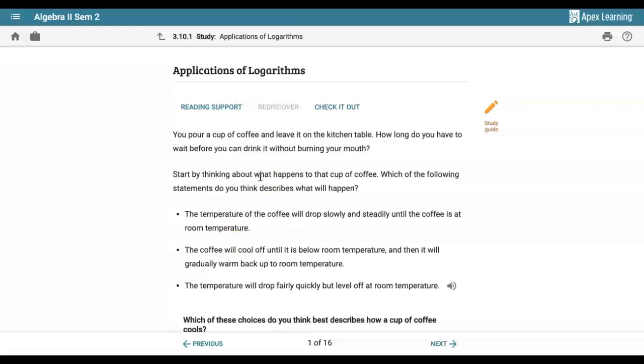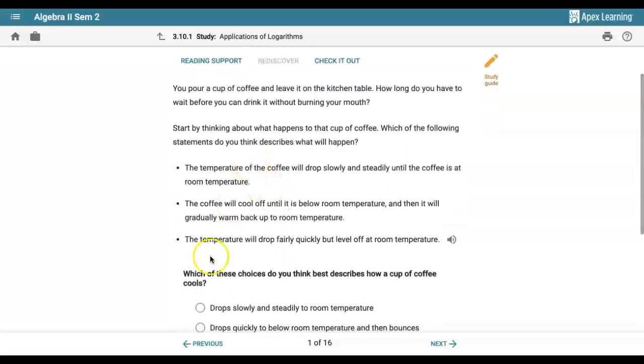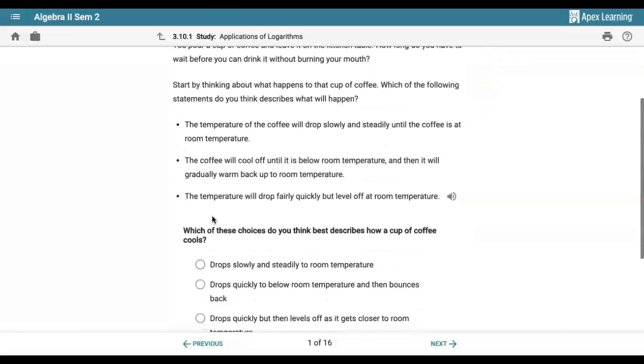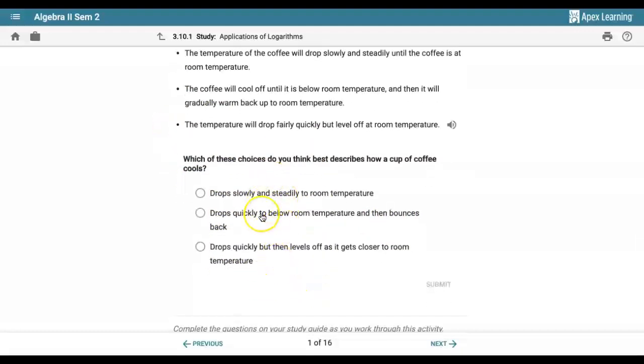If we think about some of the things that will happen to this cup of coffee, there are a couple of statements here of what they think might happen. Basically all of them are trying to address how a cup of coffee cools. Does it drop slowly and then steadily to room temperature? Does it drop quickly to below room temperature and then bounce back? Or does it drop quickly but then level off as it gets closer to room temperature? Those are our 3 options.